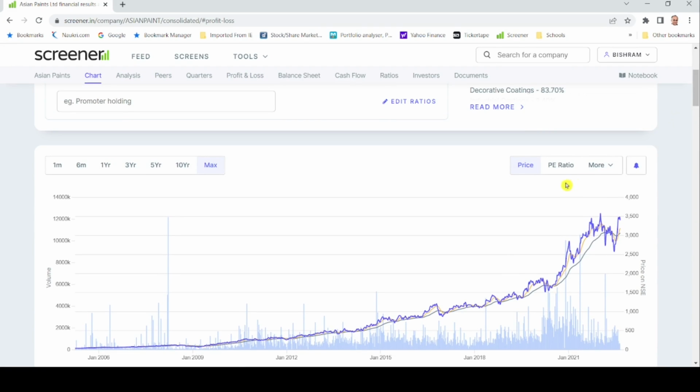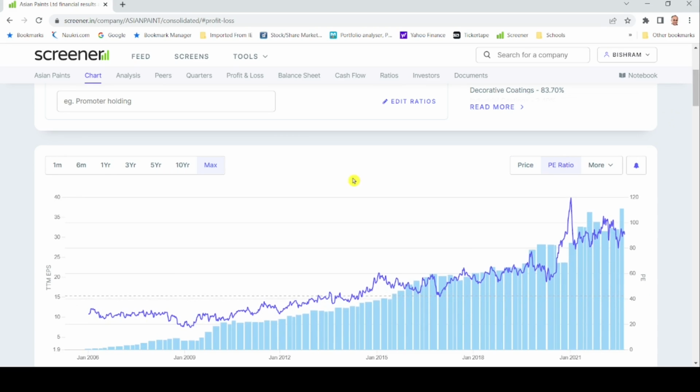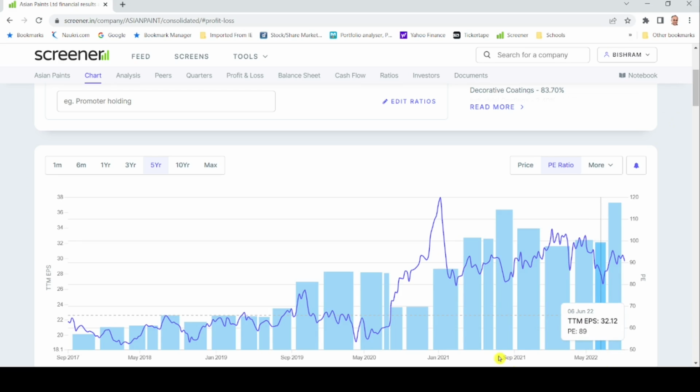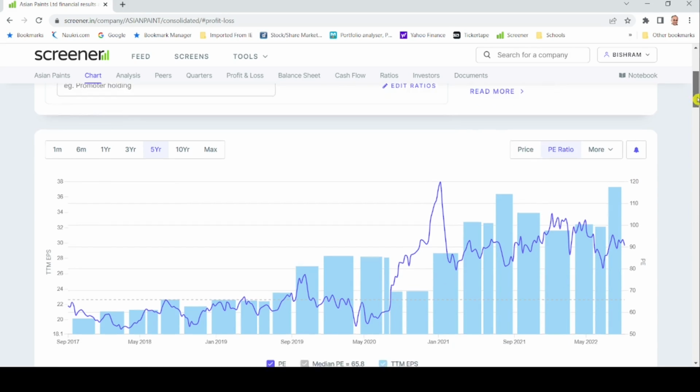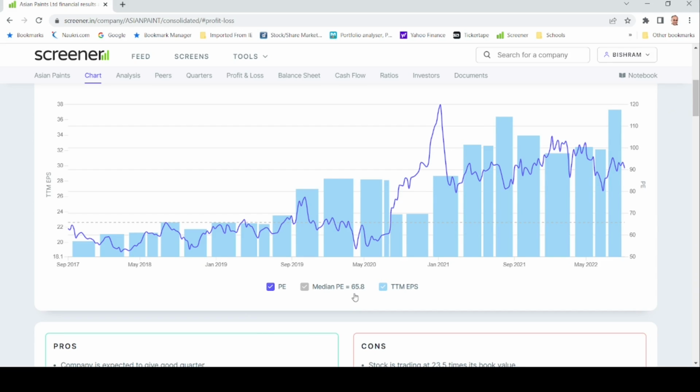Whenever you look at the P/E ratio, for the P/E ratio you should normally look at 5 years. Here the dotted line shows the average for the last 5 years. So basically the median P/E is 66. Today it is trading at about 92. So on median P/E it appears quite expensive.